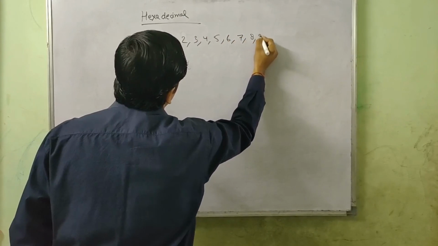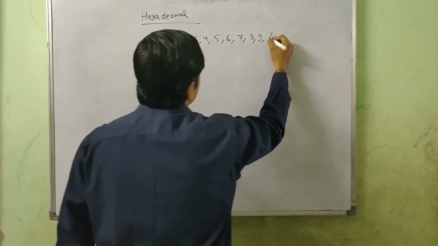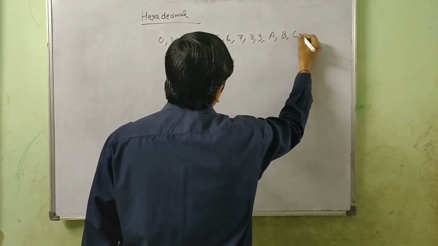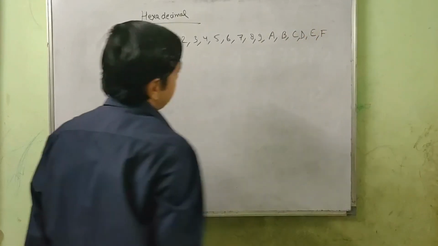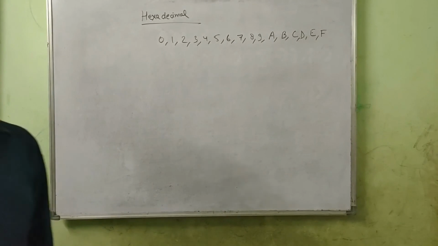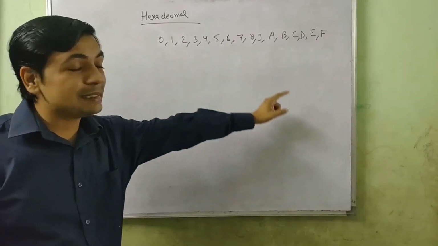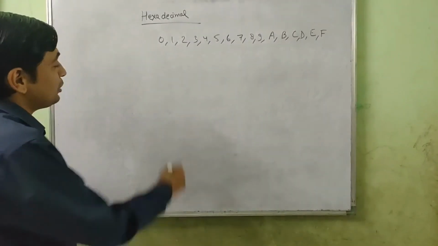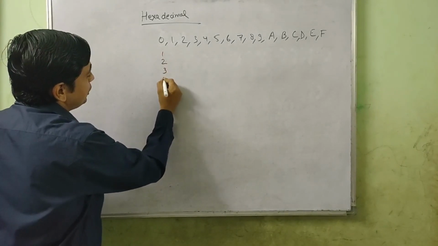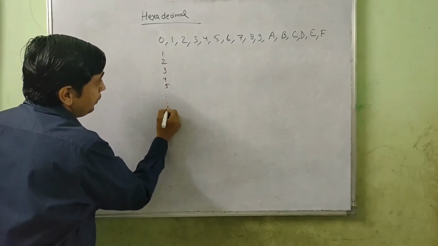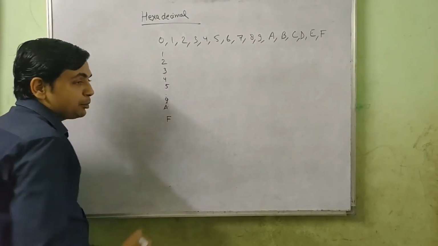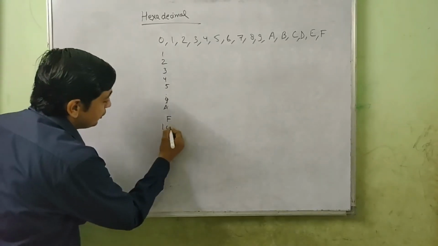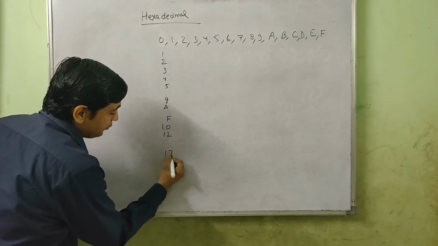7, 8, 9. And then after that, alphabets in English: A, B, C, D, E up to F. So these are the 16 symbols that are used. So how the counting will go? So from 1, 2, 3, 4, 5 up to 9, and after 9 it will start A, B, C, D up to F. And then after that 1, 0, 1, 1, 1, 2 up to 1F.